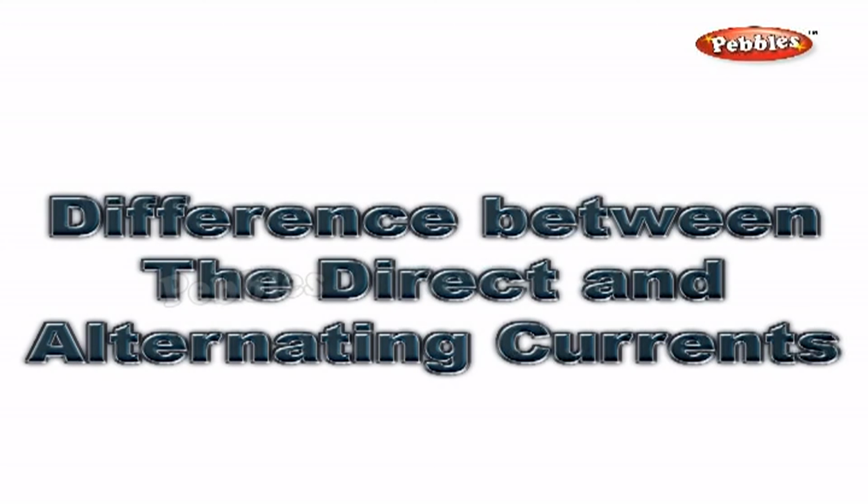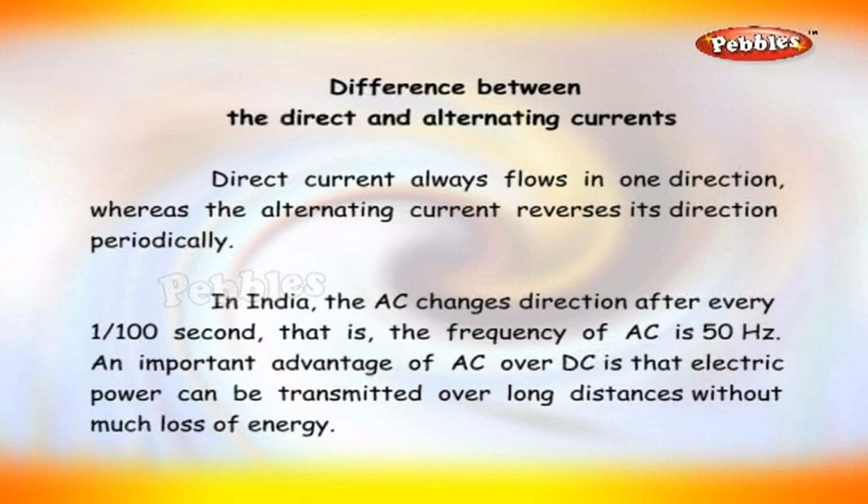Difference between direct and alternating current. Direct current always flows in one direction, whereas alternating current reverses its direction periodically. In India, the AC changes direction after every 1/100 second. That is, the frequency of AC is 50 Hz. An important advantage of AC over DC is that electric power can be transmitted over long distances without much loss of energy. Domestic electric circuits.